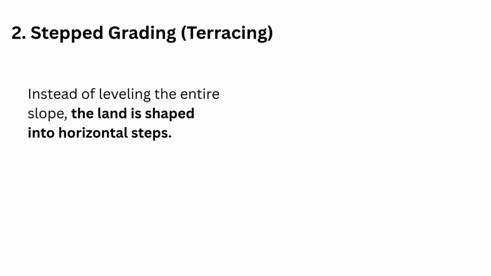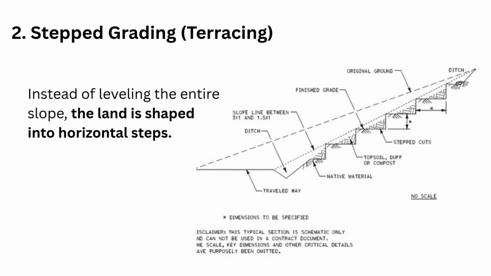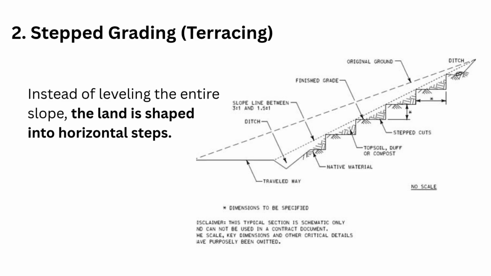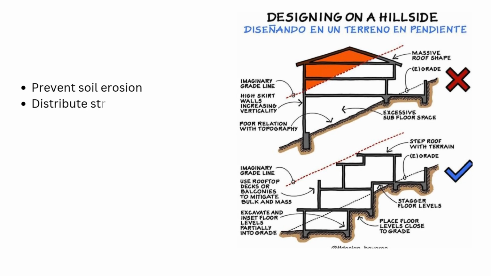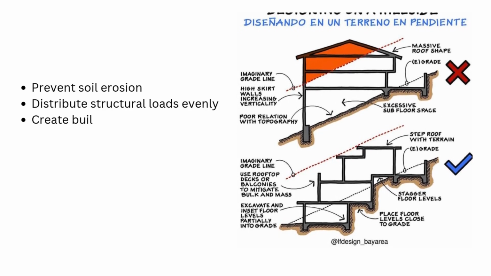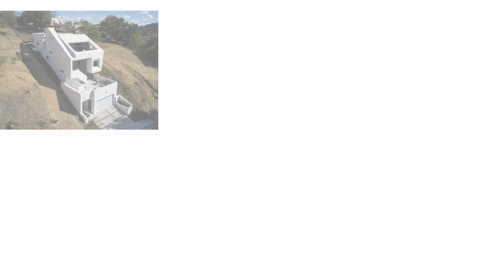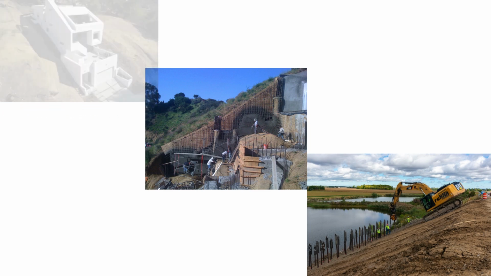2. Step grading, or terracing. When construction happens on hilly or steeply sloped land, we often use step grading, also called terracing. Instead of leveling the entire slope, the land is shaped into horizontal steps. These steps help prevent soil erosion, distribute structural loads evenly, and create buildable platforms at different elevations. This method is commonly used in hillside residences, retaining wall systems, and slope stabilization projects.